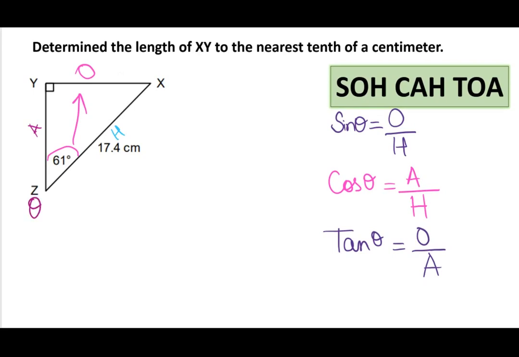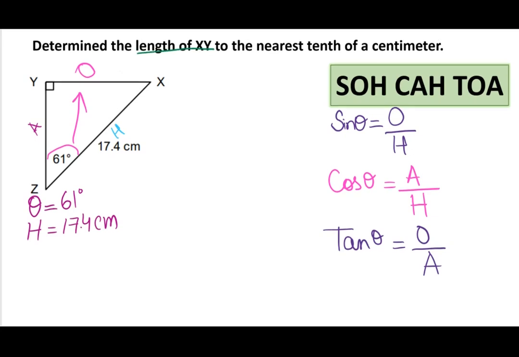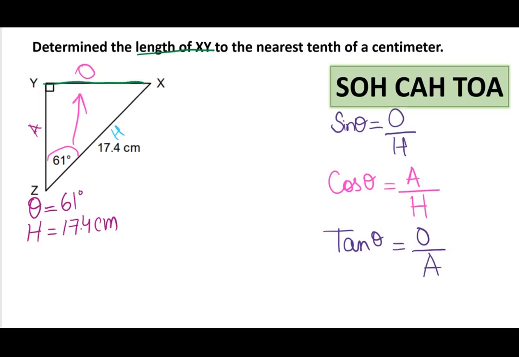The angle, or theta, is 61 degrees. Hypotenuse is 17.4 centimeters. Now let's write down what we need to find. That is the length of XY, which is the opposite side right here. So the opposite is something that we need to find.